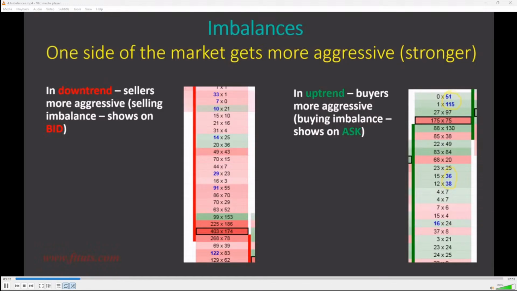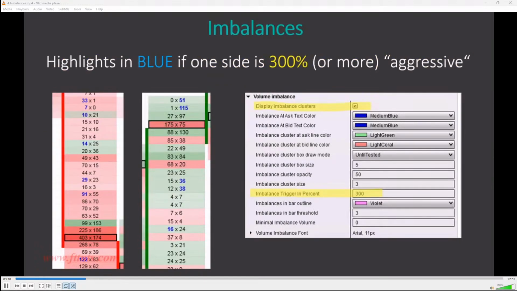Those buyers are way more aggressive than the sellers, and usually this is a sign that the buyers are trying to push the price upwards, or they are trying to get into their positions because they expect the market will go upwards. Now, what those blue numbers actually tell us is that one side of the market is 3 times or more aggressive than the other side of the market. Now, if you remember, I already talked about that.